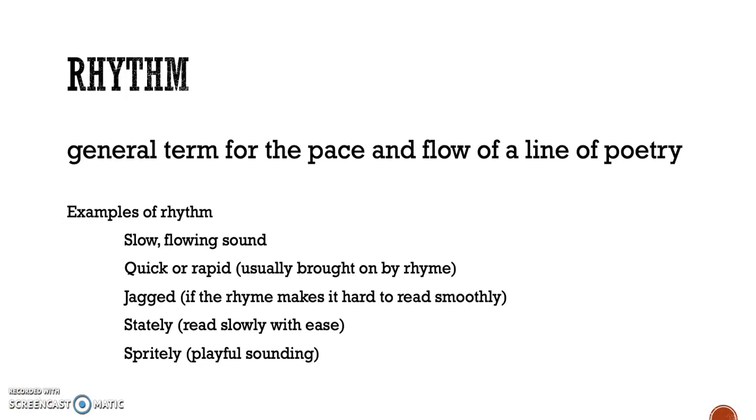It can be quick and rapid. Usually this is brought on by rhyme, but you put maybe short vowels right next to each other, maybe short syllable words, so it kind of all lines up. It can be jagged if we don't have a steady rhythm, if there isn't any pattern and it cuts off in strange places. It can be stately if you read it slowly and it sounds really elegant. It can be sprightly if it's playful. So any kind of adjective you can think of can be used to describe rhythm.